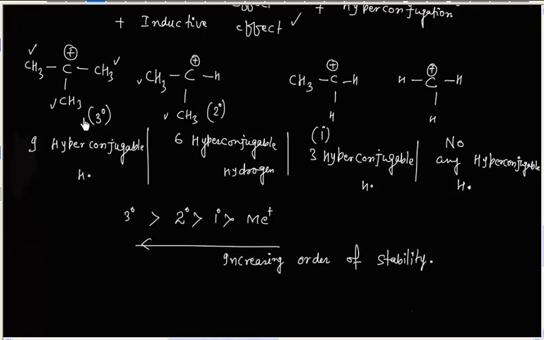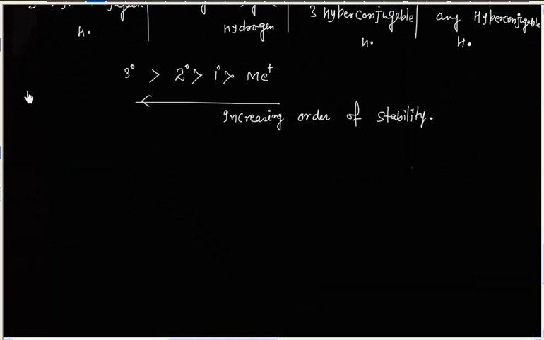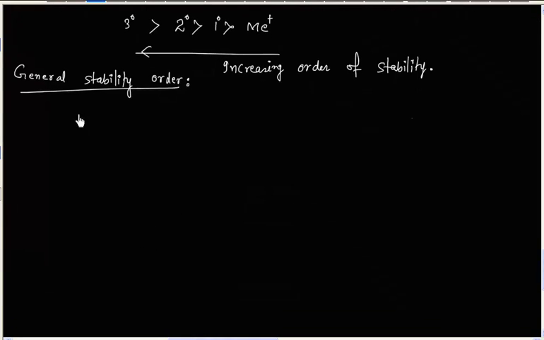Now this order of stability can also be seen on the basis of inductive effect. In this case we have 3-methyl that can stabilize this carbocation. In this case we have 2-methyl. In this case we have 1-methyl, and here we have no methyl group attached. So in this case we have maximum I effect, and in this case we have minimum I effect. Now we can write a general stability order of carbocation. This means we can have a large number of carbocation that is possible. We can define a general stability order, and this order you have to remember.